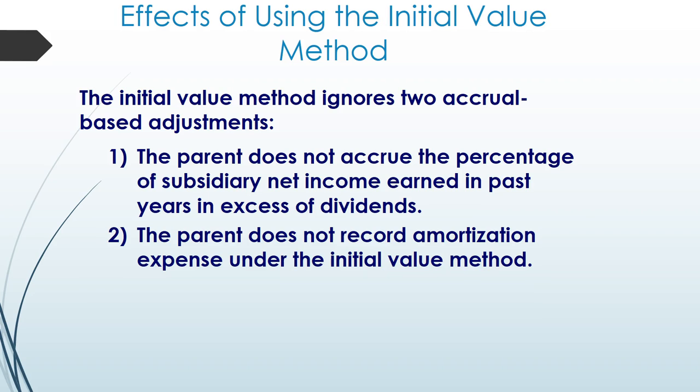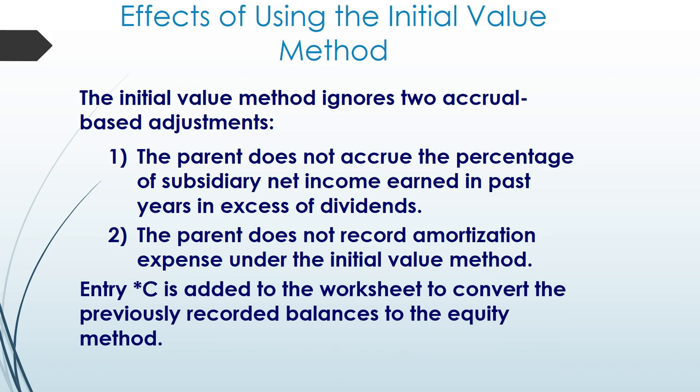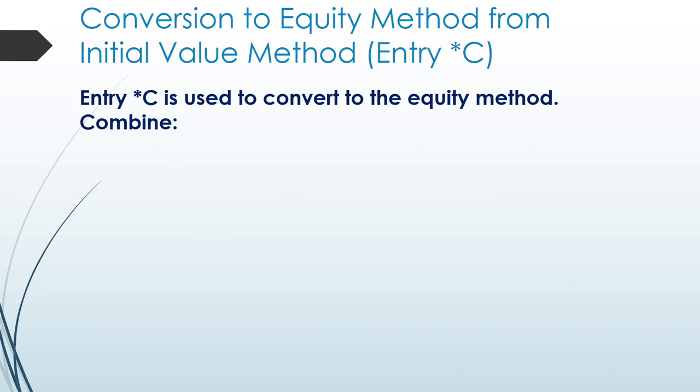The initial value method ignores two accrual-based adjustments. The parent does not accrue the percentage of subsidiaries' net income earned in past years in excess of dividends, and the parent does not record any amortization when we use this method. So therefore, we have to use what we call entry C, which is added to the worksheet to convert the previously recorded balances to the equity method. So entry C is used to convert.